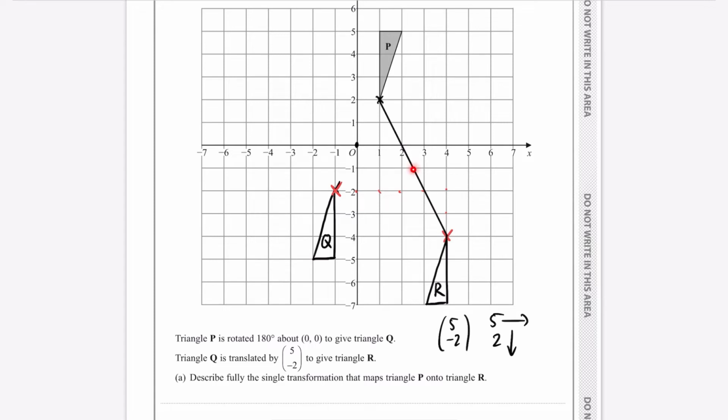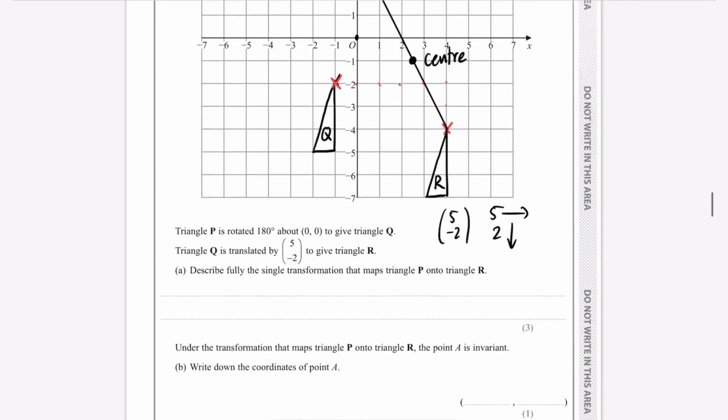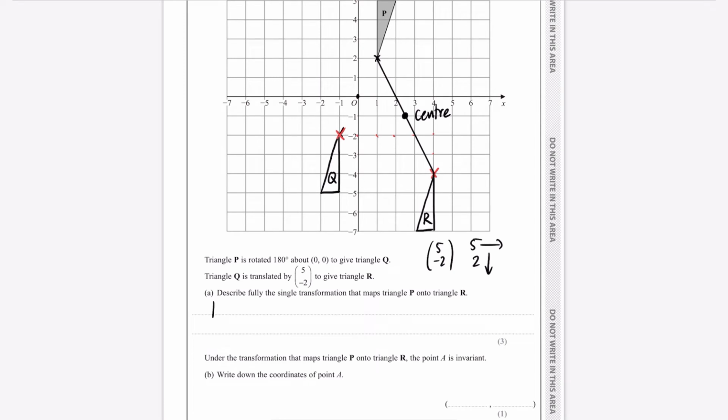You can visually see that it is here, and you can see that it's there because it's going 3 across in that section, so half of that will be 1.5, and from here to here it's coming 6 down, so halfway will be 3 down. So this bit is going to be the center of rotation. So all we need to do now is describe this, and it wants 3 marks, so you've got to be really careful about the way that we describe it. It is a rotation of 180 degrees, and we have to tell them what the center is, and the center is 2.5 along and 1 down, so it's 2.5, minus 1.